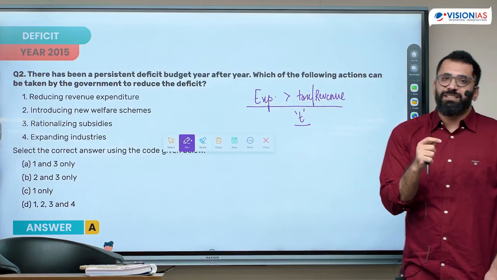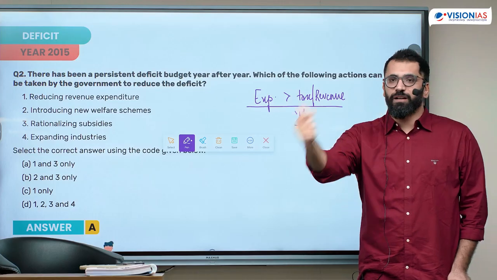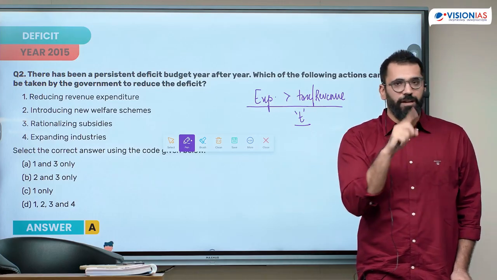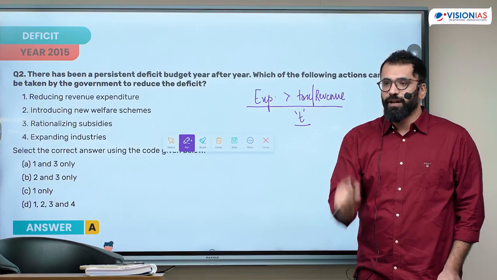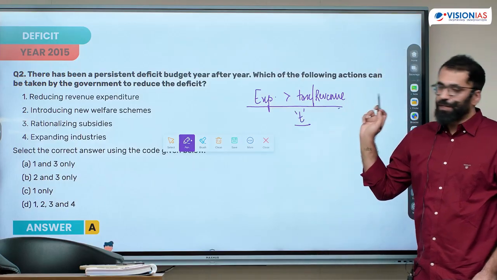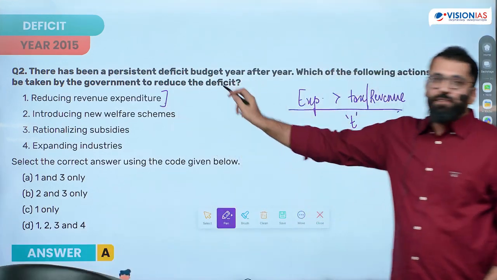For example, when the government says we are expecting revenue of 2 lakh crore rupees, but my expenditure expected in the year is 3 lakh crore, so I have a deficit of 1 lakh crore. Now, every budget, the government will tell what is their expected deficit, how much more expenditure they will do as compared to the revenue which they have estimated. If I reduce the expenditure, will my deficit be low?